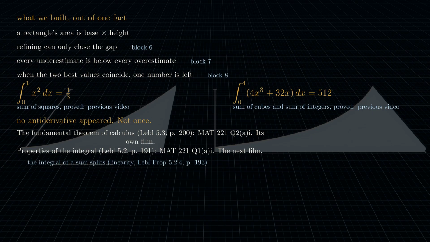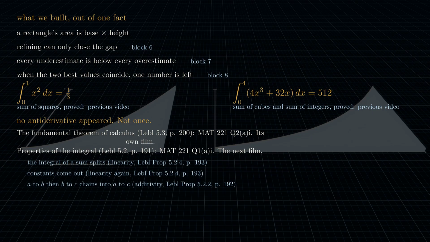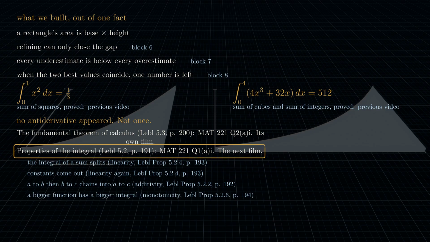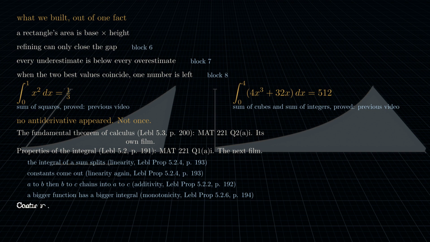The integral of a sum splits, constants come out. A to B, then B to C, chains into A to C, and a bigger function has a bigger integral. Our Lebl proves them all in section 5.2, and part A of this same university question asks you to state 4 of them. One more waits there.